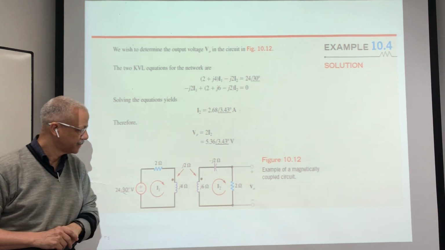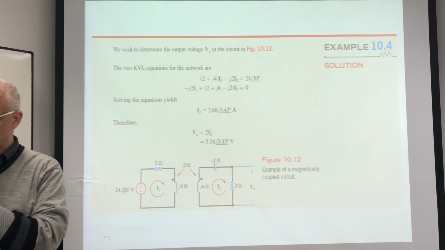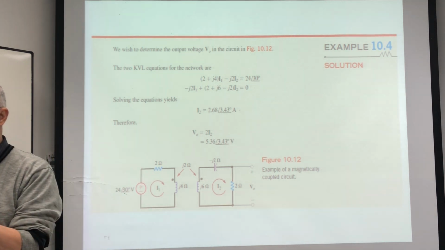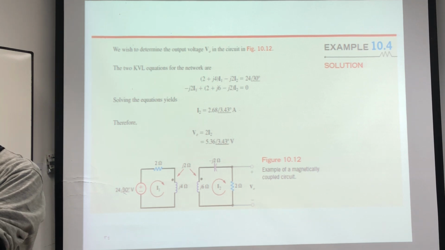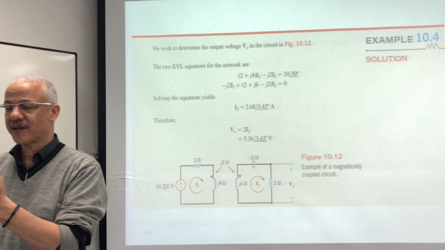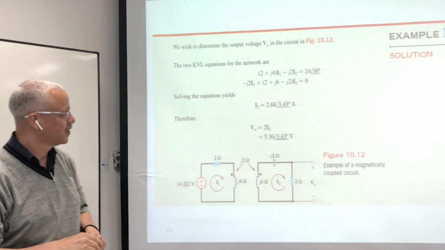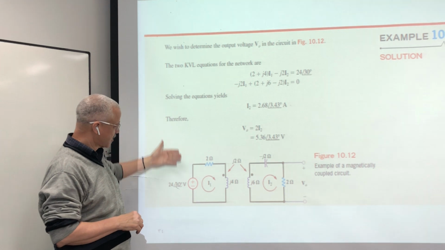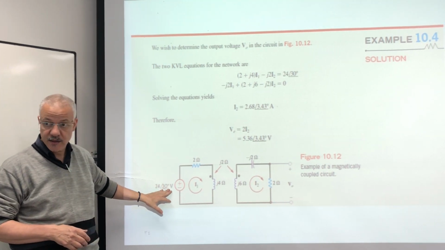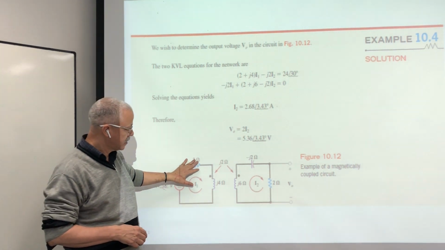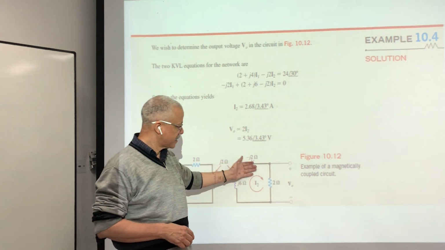Look at this. We derived in the previous part two equations in the time domain. This is the same typically for the phasor domain. So if we are going to apply it to the phasor domain, it is very easy. So this is the voltage 24 angle 30. This is the coupling j2. This is the capacitor. This is the resistance.